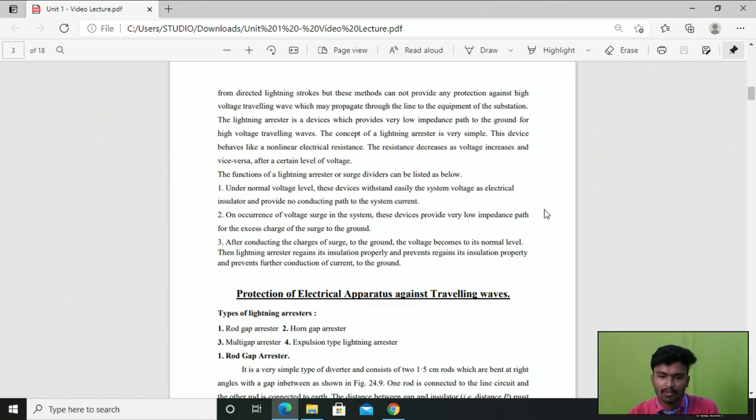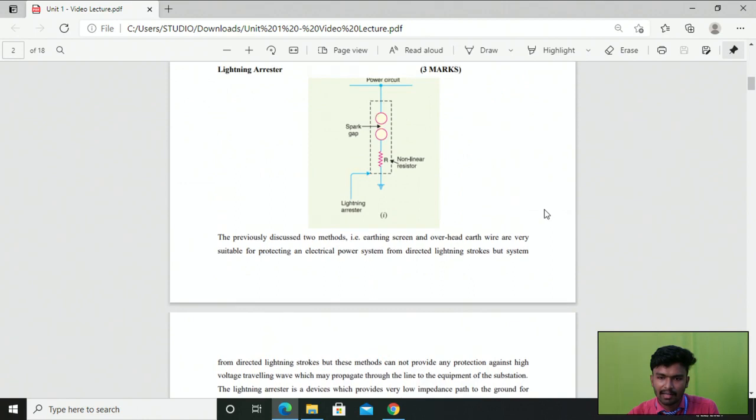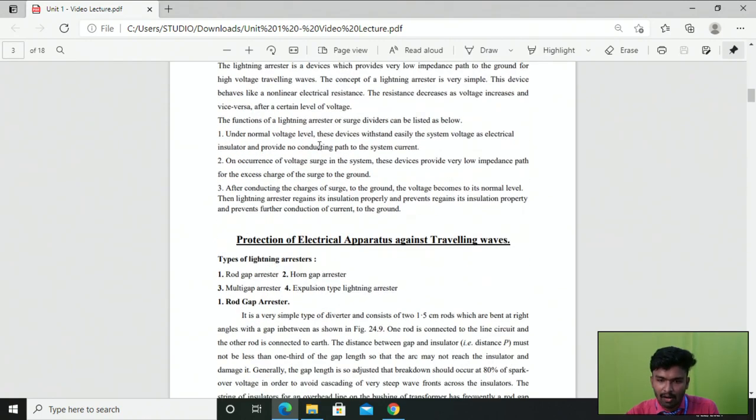Very simple. During normal operating conditions, you can look at the diagram of the lightning arrestor. Here we have the power circuit. This is our spark gap, which is grounded. This combination of the spark gap and the non-linear resistor is called the lightning arrestor device. The non-linear resistor is connected to the ground through a very low impedance path. In between these two we have maintained some spacing. During normal operating conditions, we don't have any sufficient surge to break down this spark gap.